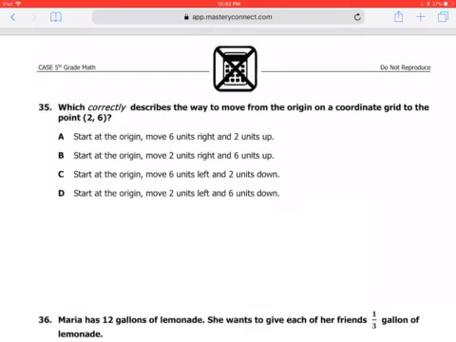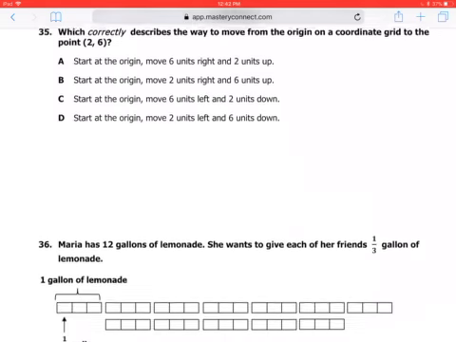35. Which correctly describes the way to move from the origin on a coordinate grid to the point 2, 6. A. Start at the origin, move 6 units right and 2 units up. B. Start at the origin, move 2 units right and 6 units up. C. Start at the origin, move 6 units left and 2 units down. D. Start at the origin, move 2 units left and 6 units down.